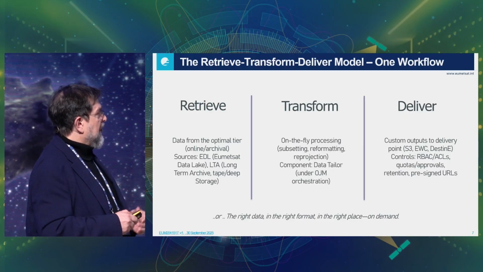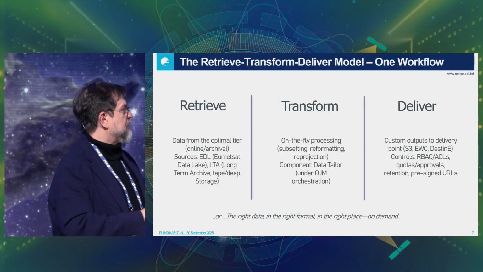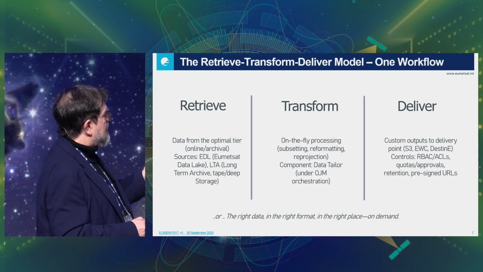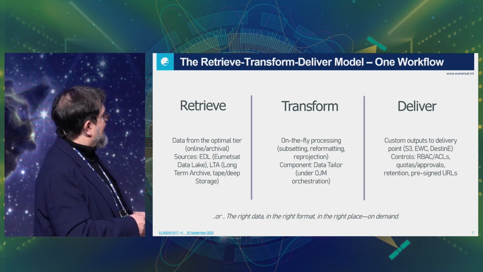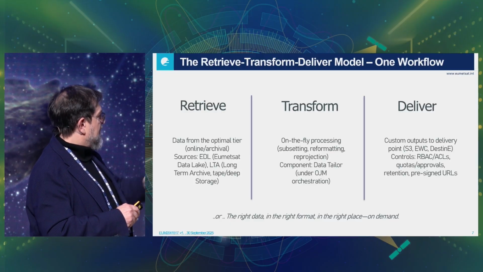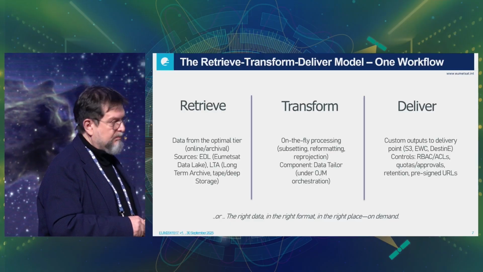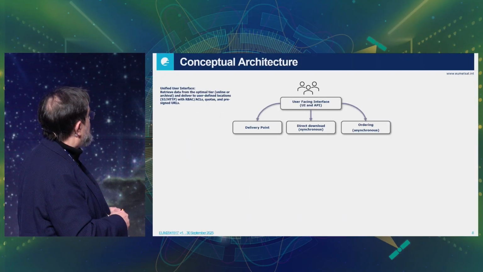That can be an S3 bucket, for example, or the European Weather Cloud. We have also destinations, and the control is under role-based access control, quotas, approval, and other beautiful, let's say, paradigms. So the right data in the right format, in the right place, on demand. So now let's see how we do it.